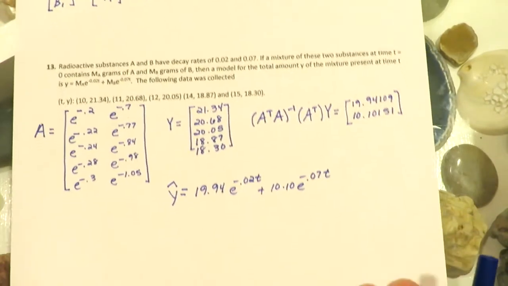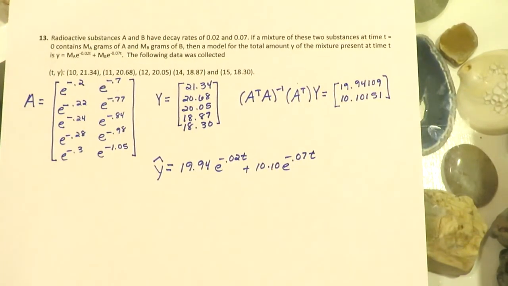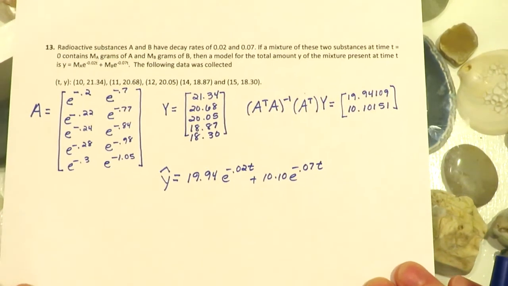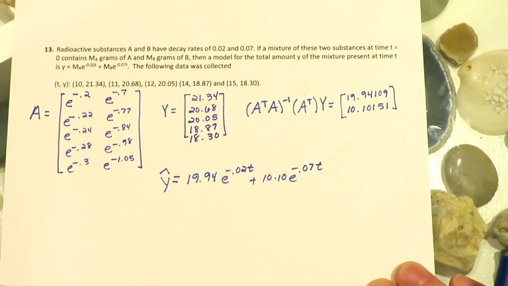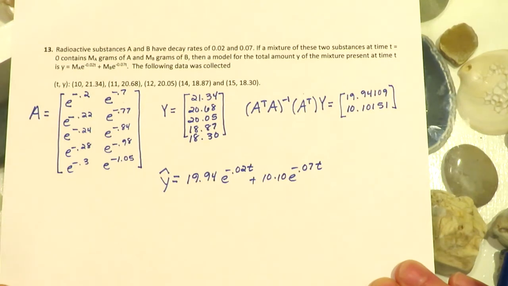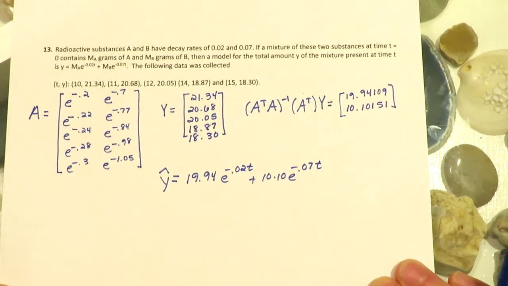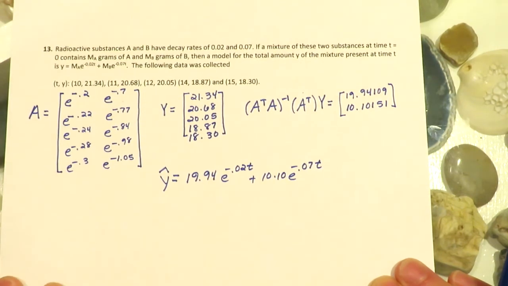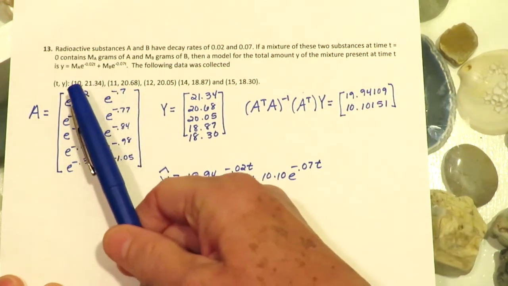Now, you can apply this in more situations than what your statistics class allowed you when you were just learning linear regression. You could have a scenario such as this, where we have radioactive substances A and B, and they have different decay rates of 0.02 and 0.07, and a mixture of these substances at time t contains different amounts of grams of substance A and B. And we are trying to model the total amount Y of the mixture present at a time t. And this is the formula that we're trying to fit.